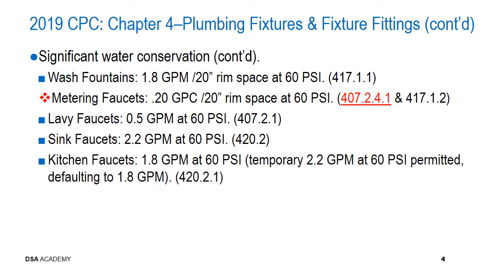And here's a continued list of some of these water conservation efforts. You've got wash fountains, metering faucets, lavies, sink faucets, kitchen faucets, and some of the things to consider are... Some of these calculations are based on gallons per minute, and some of the calculations are based on gallons per flush or per cycle. So it's important to understand those distinctions and review those during your reviews of materials that are submitted for use on these projects that use water.